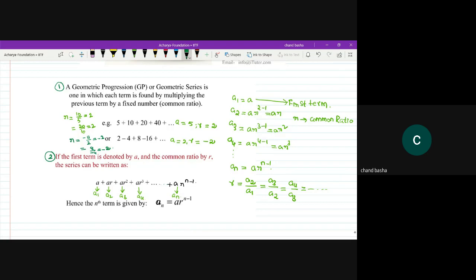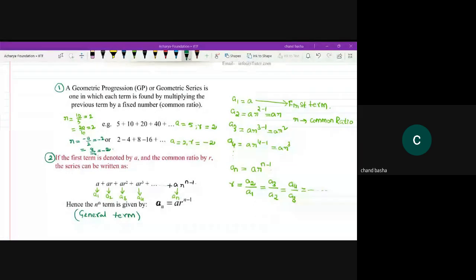What is the general term or nth term? We can also call it the general term of GP. That is AN is equal to AR power n minus 1, where n is the number of terms of the given series, R is the common ratio, A is the first term. Hope you can understand the first 2 points. If you're having any doubt, you can ask. Any doubt regarding the first 2 points?